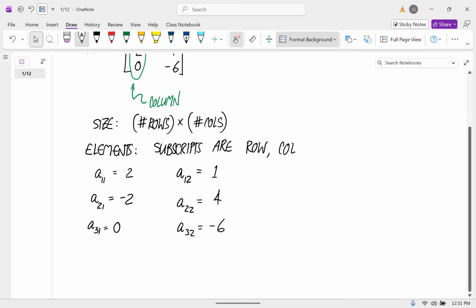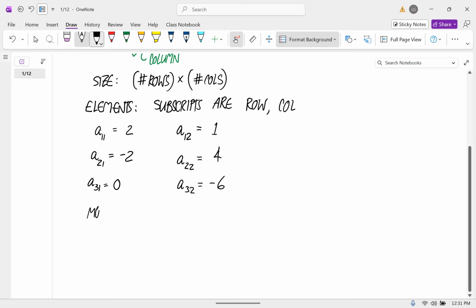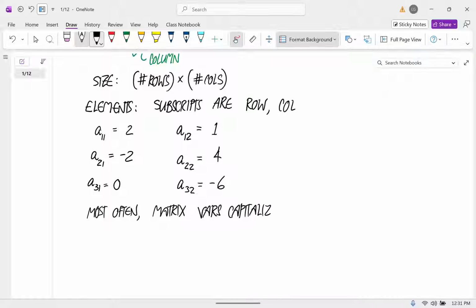So let me write this. Most often, matrix variables will be capitalized, and the element variables, or the elements, will be lowercase.